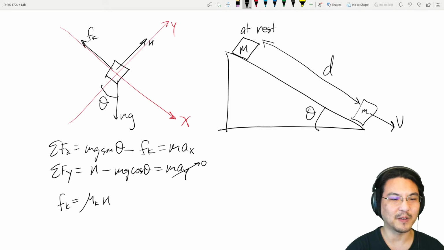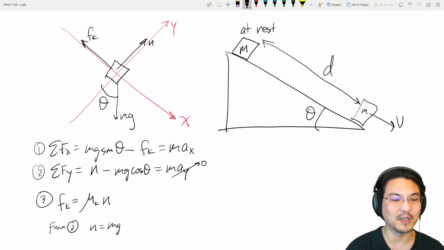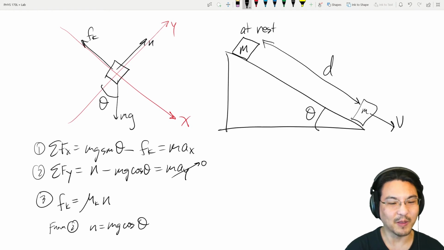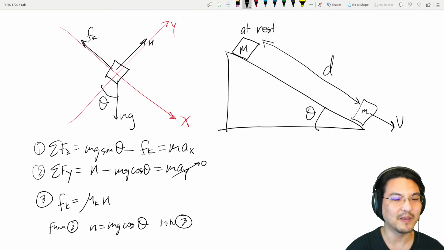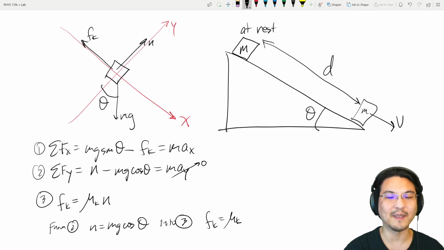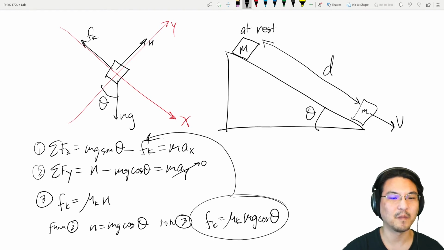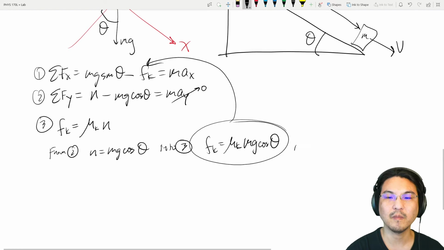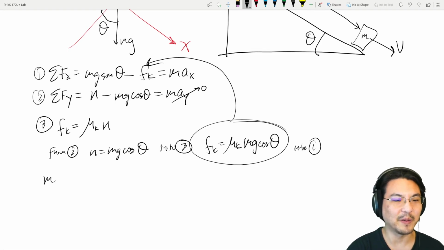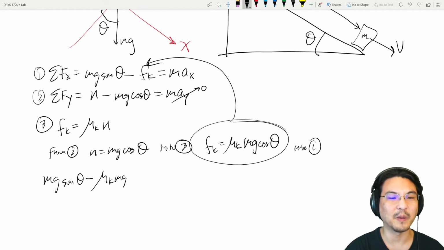Okay, so let me number these. If we solve equation 2 for n, n equals mg cosine theta, and we can substitute that into equation 3. So friction equals mu k n, but n is mg cosine theta. And then we can take this and substitute it right there into equation 1. So equation 1: mg sine theta minus friction, mu k mg cosine theta, equals mass times acceleration.